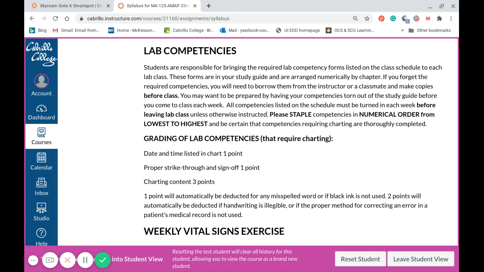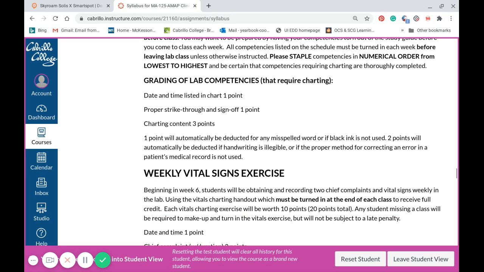You're going to turn them in before you leave lab class. So you're going to complete them and turn them in for credit. You're going to staple them in numerical order from lowest to highest. And some of them require charting, so make sure that you've thoroughly completed the charting. You're going to have the date and time and proper strike through and sign off. We'll talk about that more. And then your charting content should be complete.